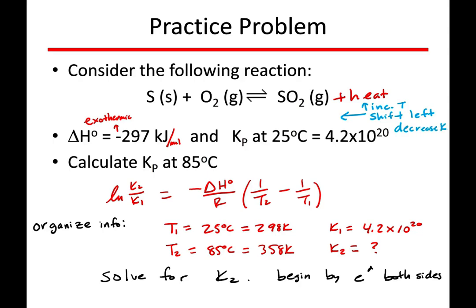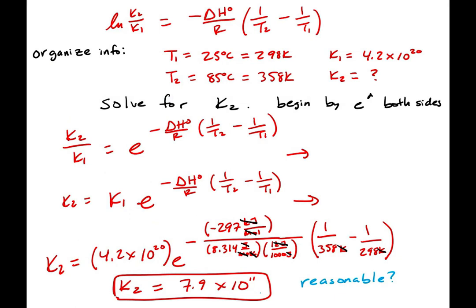Is that what we observed here? We went from an initial K value of 4.2 times 10 to the 20th to, when we raised the temperature, it decreased to 7.9 times 10 to the minus 11. This is 100% consistent with the predictions that we learned how to make all the way back at the beginning of the quarter in chapter 6. So yes, this is totally reasonable.